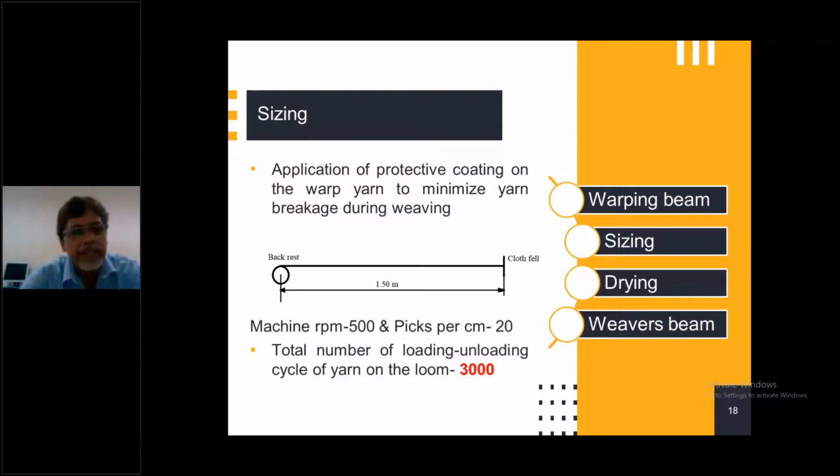Now, at a particular point, for the yarn to reach the cloth, how much time does it take, or how many loading and unloading cycles? If the machine RPM is 500 and the picks per centimeter is 20, then at least that particular yarn, at any moment at that point, to reach the cloth thread has to undergo 3,000 loading and unloading cycles. So it has to withstand at least 3,000 loading and unloading cycles.